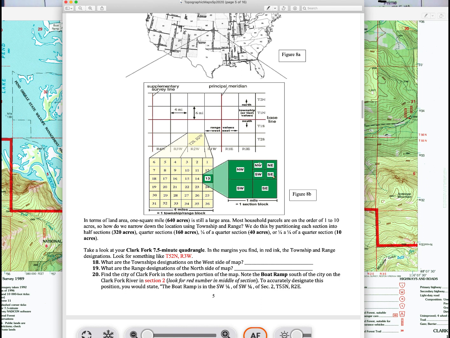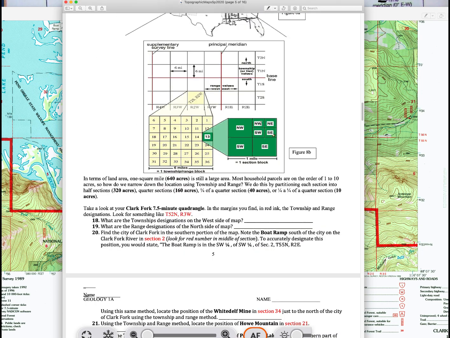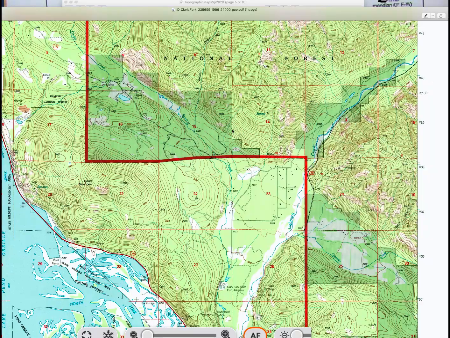So that's why when I was looking at those gravel pits, I said it was the northwest 1/4 of the northeast 1/4 of section 16. So the northwest 1/4, and remember this bigger box is the northeast 1/4, and then we said it's section 16. So let's look at our map here. On section 16, note that the gravel pits are here. So that's the northwest quarter of the northeast quarter of section 16, right? So that's how you can locate these positions.